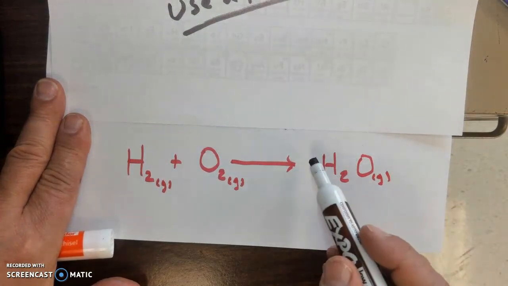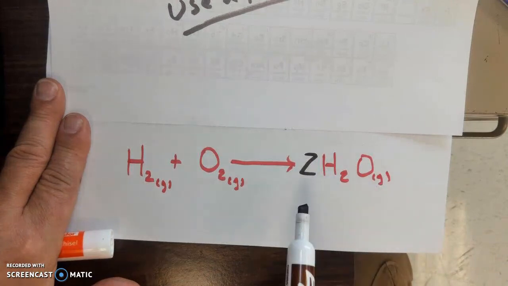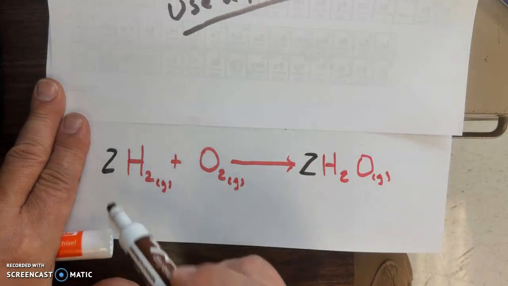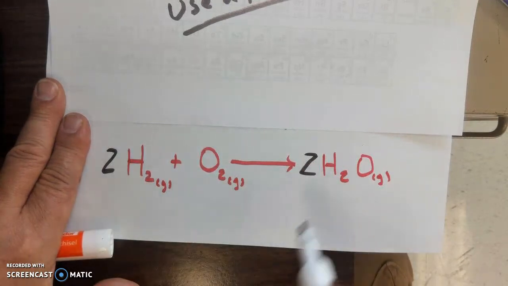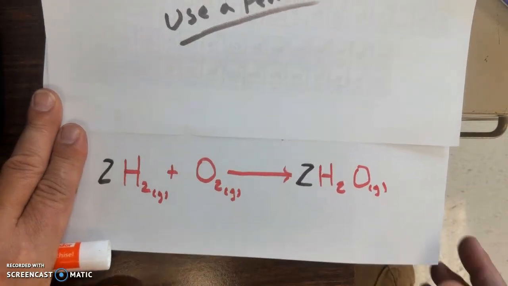I'm going to put a 2 here, which gives me 2 oxygens, but 4 hydrogens, and I'll put a 2 here. Now I have 4 hydrogens, 2 oxygens, 2 oxygens. Okay, let's try this one.